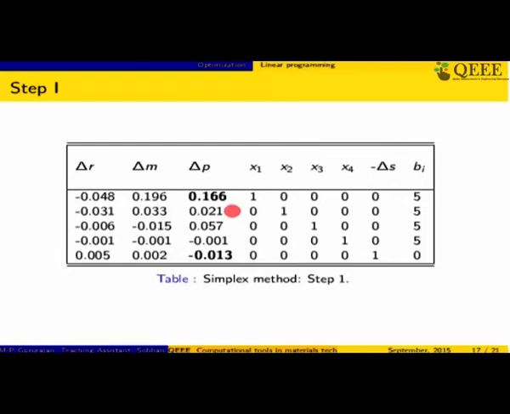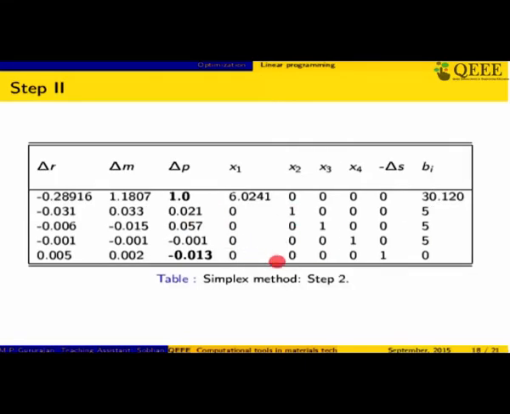Now we want to replace one of these basic variables by this non-basic variable delta P. We are replacing it because delta P has this negative cost coefficient. So while doing that, this should become 1, everywhere else it should become 0. And while doing that, one of these variables will become non-basic, and the rest will remain as the basic. What is the step? You want to make this 1.